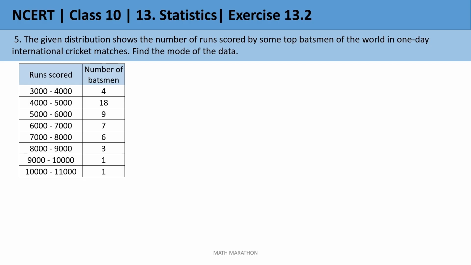The given distribution shows the number of runs scored by some top batsmen of the world in one-day international cricket matches. Find the mode of the data. We have a table with runs scored and number of batsmen. I have highlighted the class. I have highlighted the frequency.